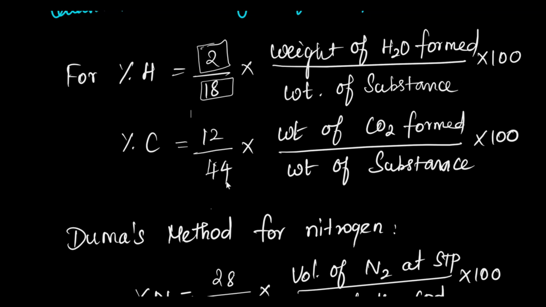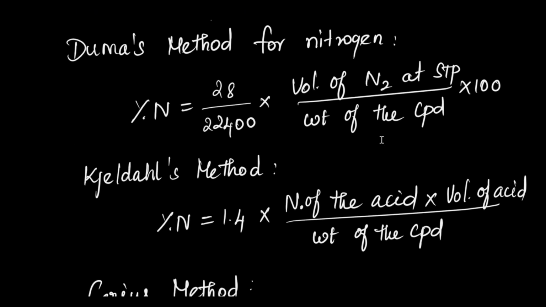For carbon, again 12 by 44. Why 44? Because CO2 is formed. And nitrogen in Dumas method, 28 by 22,400 ml. So again volume of N2 at STP, that's why 22.4 liters or 22,400 milliliters, divided by weight of the compound into 100.